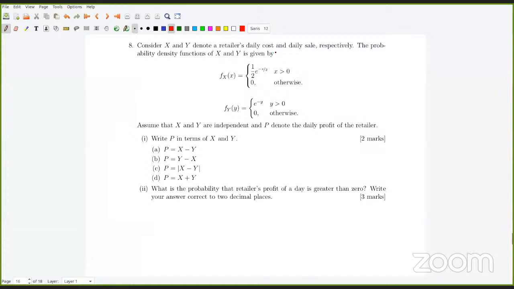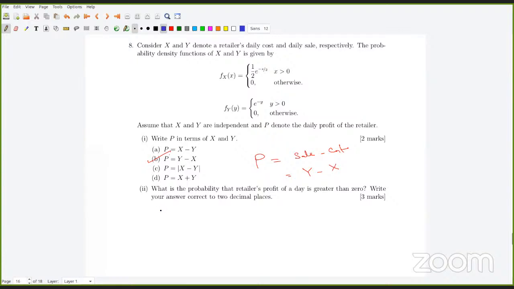So the daily cost that the retailer spends and the daily sale he does, what will be the profit? Y minus x. Sale minus cost. So the total sale he did and the cost he spent, sale minus cost, equals y minus x. Right? That will be y minus x. So the answer will be option B.